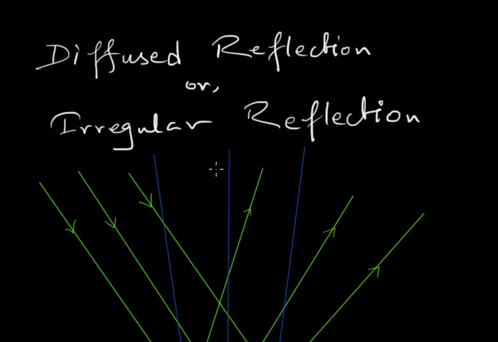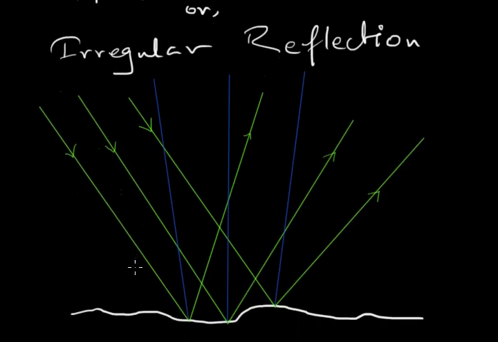The second kind of reflection is diffuse reflection. In this type of reflection, the reflecting surface is not smooth like the previous one. That's why this kind of reflection is also called irregular reflection. In this case, if a parallel beam of light is incident on the irregular or rough surface, then the incident rays follow the laws of reflection, but the reflected light in this case is not parallel.